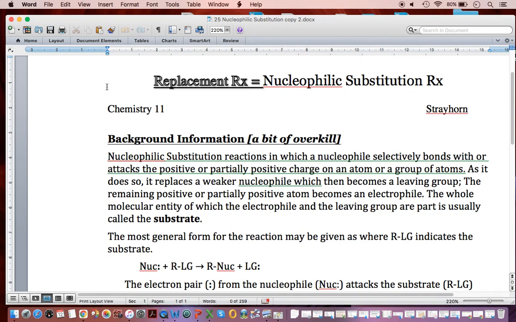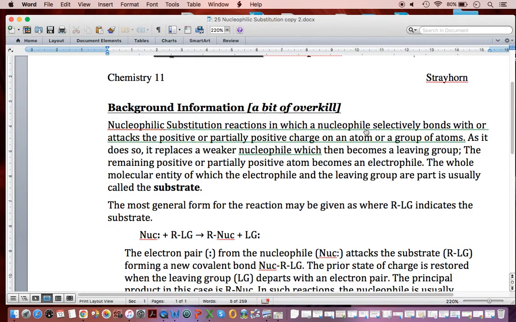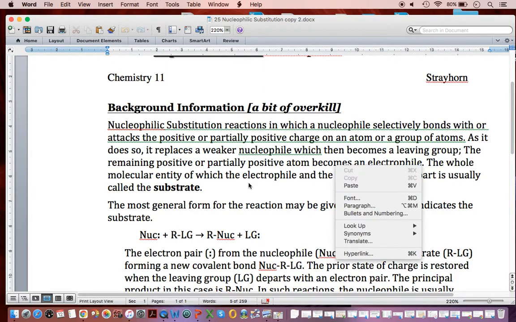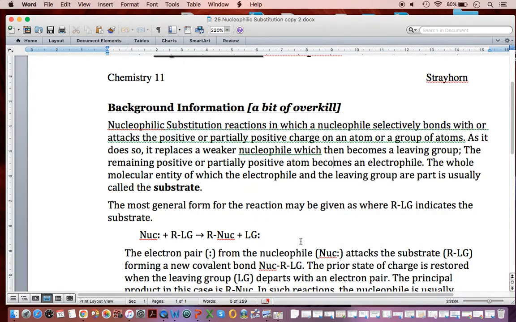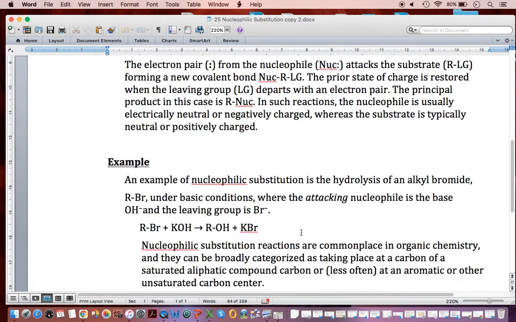Good day. This is another type of reaction you are responsible for. Nucleophilic substitution reaction. So it means we're taking a chemical, and that chemical wants to bond with the nucleus of another atom, and that's going to be a carbon atom. So there's all kinds of overkill. You can read through it, but we're going to try to boil it down here for you.